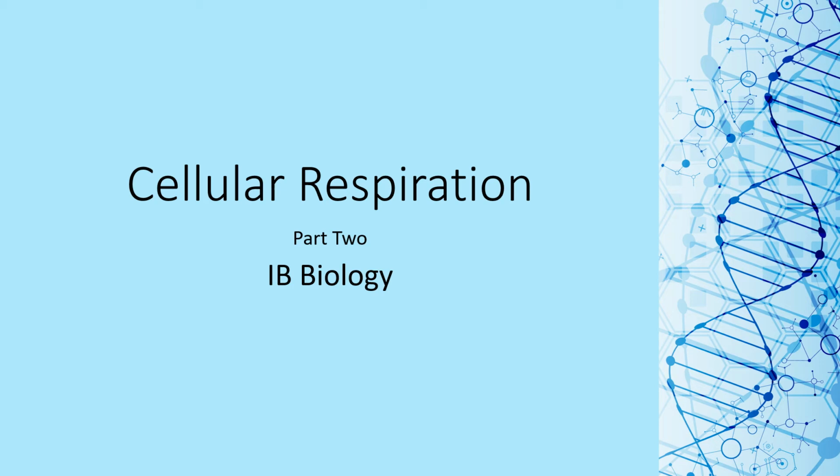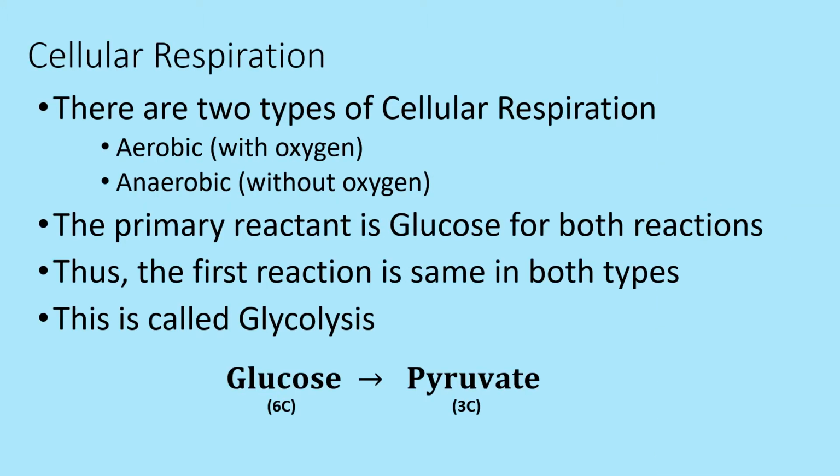In today's video, we are going to be talking about cellular respiration and looking at the glycolysis reaction in some detail. So there are two types of cellular respiration: aerobic, that is with oxygen, and anaerobic, that's without oxygen. And the primary reactant for both of these is glucose. And so the same first reaction is used by both aerobic and anaerobic. And this is glycolysis, where we convert glucose to pyruvate.